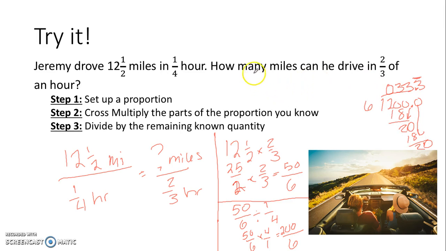And you can also write it as a fraction with the remainder as well. We want to know how many miles can you drive in 2/3 of an hour? Well, he can drive 33 and 1/3 miles. And there's our answer. So I hope that this is making sense.